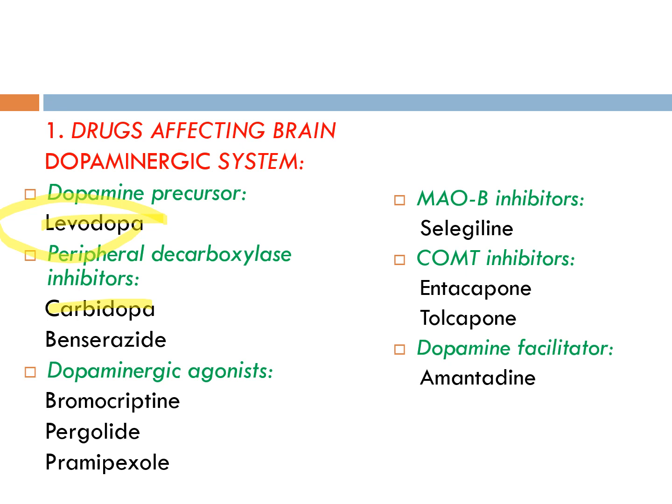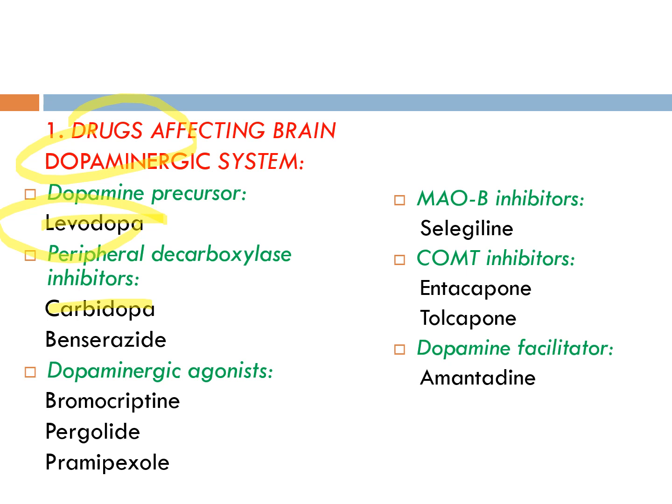MAO-A inhibitors we have already done in antidepressants, and now MAO-B inhibitors. MAO is the monoamine oxidase enzyme, which is responsible for the metabolism of dopamine, serotonin, and norepinephrine. B is basically responsible for dopamine metabolism. So if we inhibit the metabolism of dopamine, of course, there is going to be an increase in the level of dopamine. Our main target is to increase the level of dopamine. So we have selegiline in MAO-B inhibitors, then we have COMT inhibitors, catechol O-methyltransferase, which is also an enzyme responsible for the metabolism of dopamine. Then we have entacapone and tolcapone in these COMT inhibitors.